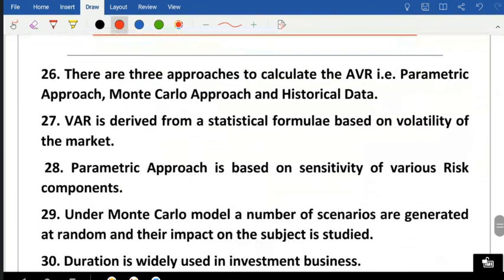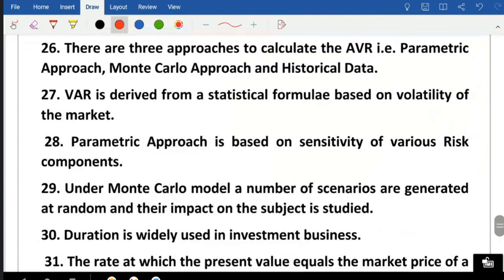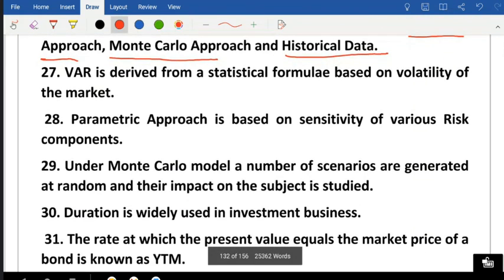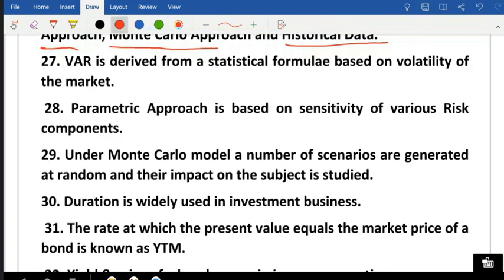So there are three approaches to calculate VAR. Number one is called parametric approach, Monte Carlo approach, and historical data. So VAR is derived from a statistical formula based on volatility of the market. Parametric approach is based on sensitivity of various risk components. Under Monte Carlo model, a number of scenarios are generated at random and their impact on the subject is studied.